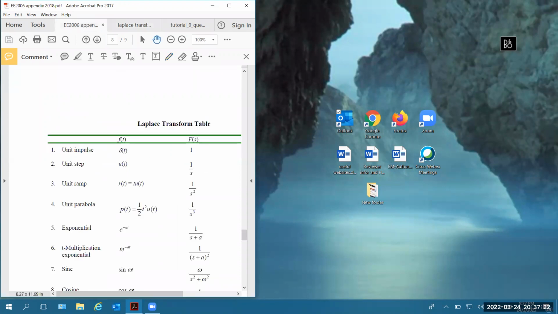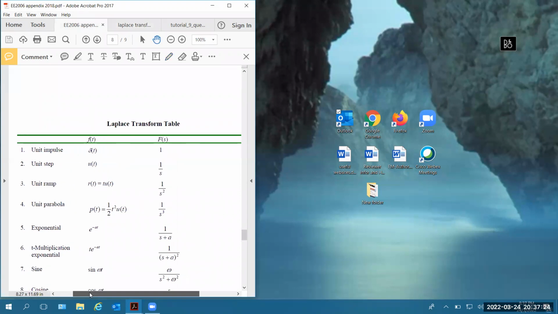See, this one is our exam appendix, right? So what you are looking at now is actually the Laplace transform table. So you look at this table. Now in this table, can you see here? This is the f(t). Let me circle here. You'll see here, this one is the f(t), right?